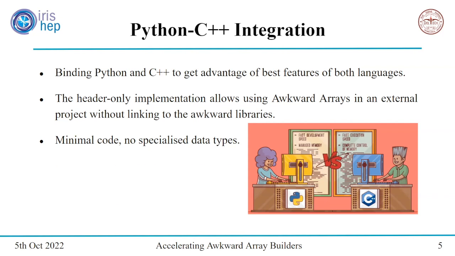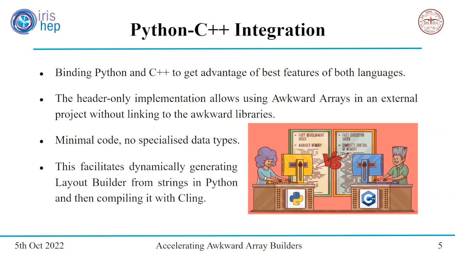The C++ code also simplifies the process of JIT compilation in ROOT. Generating all the types via templates makes it easier to dynamically generate layout builders from strings in Python and then compile them with Clang. This implementation also solves some of the drawbacks, like packaging projects where native dependencies can be challenging.